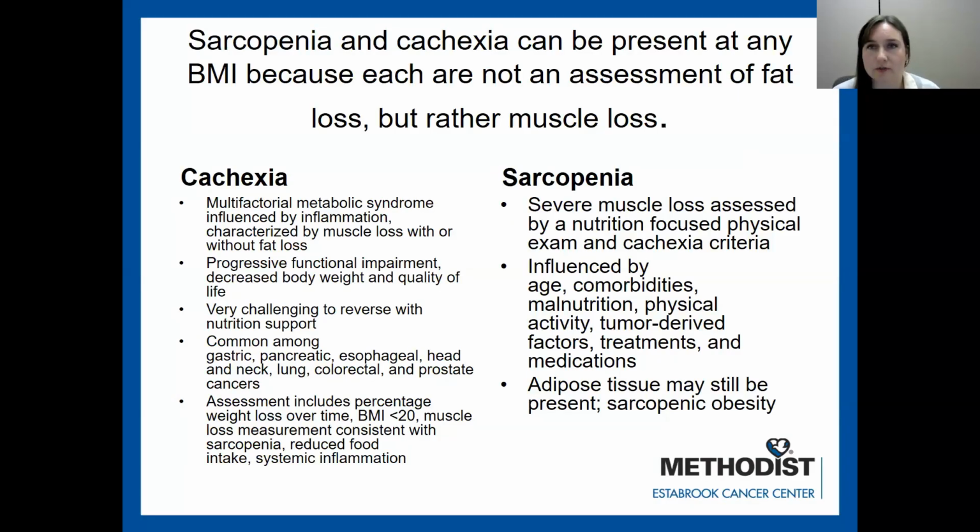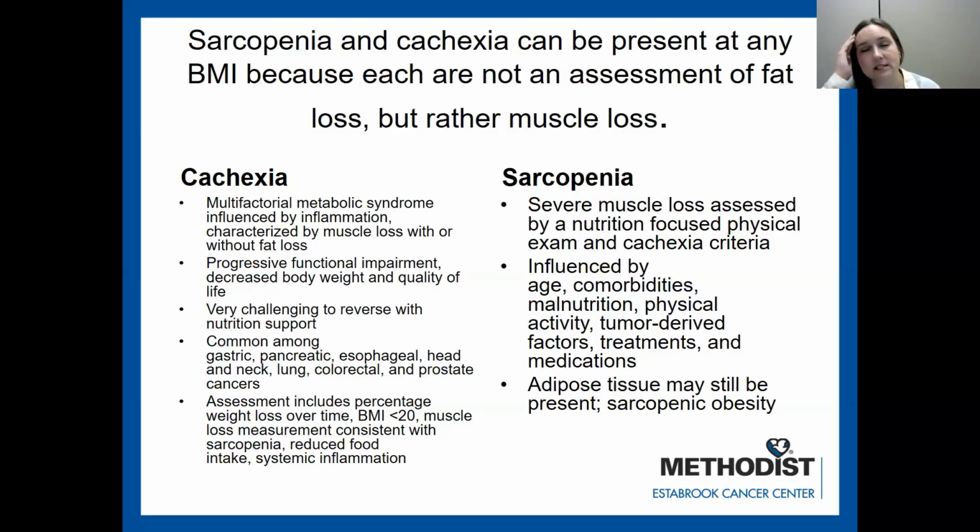Okay, so the two terms that come around a lot, sarcopenia and cachexia, they can both be present at any BMI, and they both have to do with muscle loss, not necessarily fat loss. So I'll start with sarcopenia, which is a severe muscle loss. Usually, we pick it up when we do that nutrition focused physical exam.